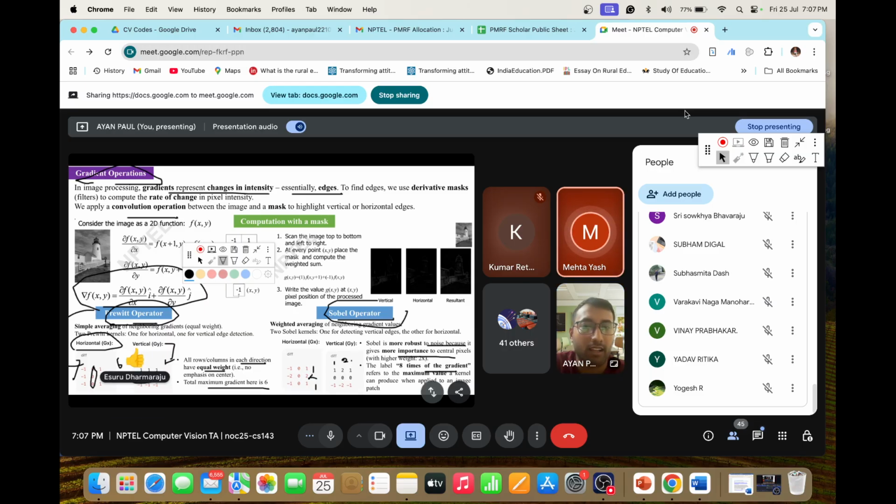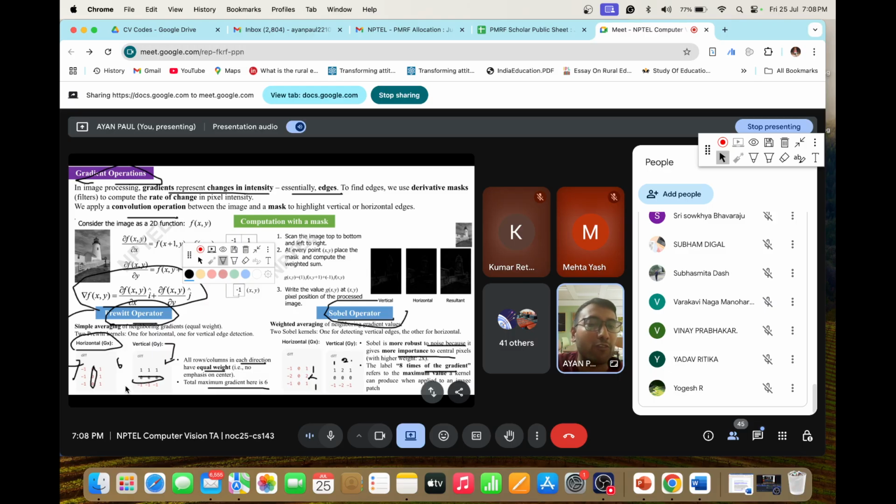Sir, can you please explain one more time computation with a mask? Yeah, computation with a mask. A mask is a convolution filter, meaning there is a 32 cross 32 image, and there is a 3 cross 3 mask. You can see this mask in the Prewitt operator or the Sobel operator. This is a 3 cross 3 mask. If you do the normal gradient operation, your edges won't be that visible, because there is no abrupt change in intensity value, so that is why edges will not be that visible.